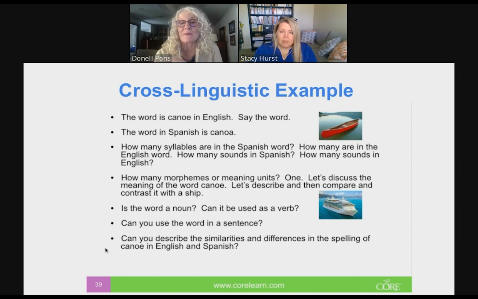And can you describe the similarities and differences in the spelling of canoe in English and Spanish? And so this is a nice way of not only being able to help a student who is learning English, but imagine having this activity even for a whole group of students in your class who would then really have a command of the English word and additionally have some understanding of a Spanish word. So it could be used as a fun activity for that as well.